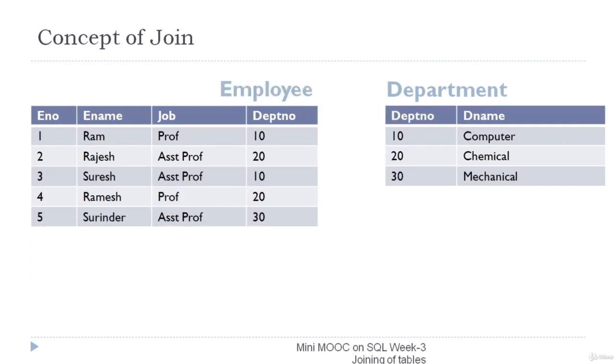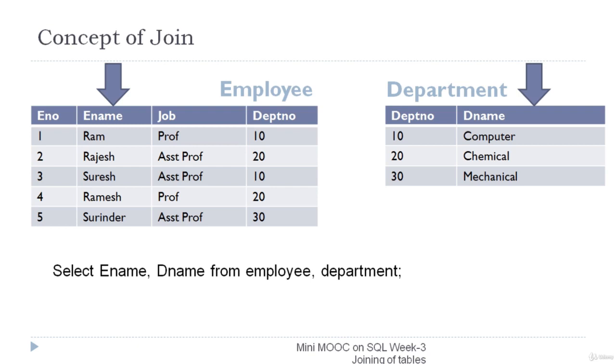Let us retrieve the ename and dname columns from the employee and department tables. Here ename is present in the employee table while dname is present in the department table. We have to retrieve information from two tables, and to retrieve the information we have the select statement. So here we have to select ename and dname from two tables. So the corresponding select statement will be select ename, dname from employee, department.